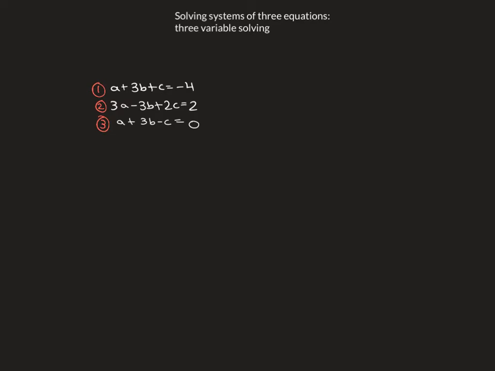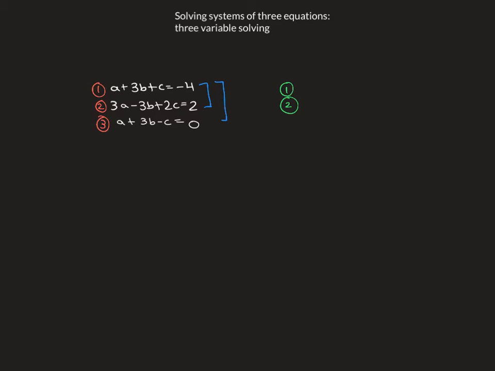Now, the second step is you want to pair up your equations. So you want to make two separate pairs. What I mean by that is, let's just say we can pair up equations 1 and 2, and then we can pair up equations 1 and 3. You could have also done 2 and 3. It doesn't really matter. You just need two separate pairs. So let's work with the first pair. We have equation 1 and equation 2.